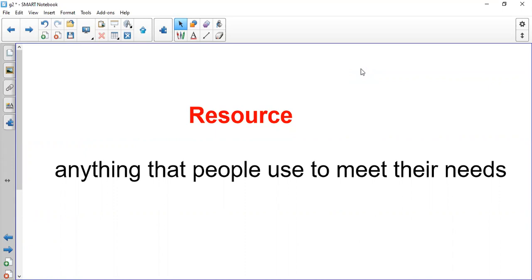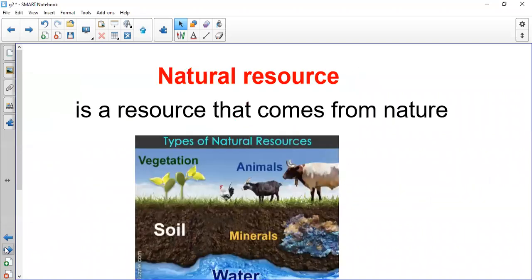There are different examples of resources, but we will start with the first type of resources, which is natural resource. We studied natural resources in grade 1, and we said natural resource, something in nature that people use. The natural resources are found in nature and they are not made by people. But in grade 2, we can say natural resource is a resource that comes from nature. It's the same like something in nature that people use.